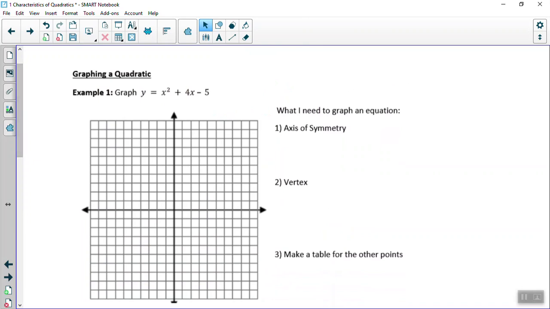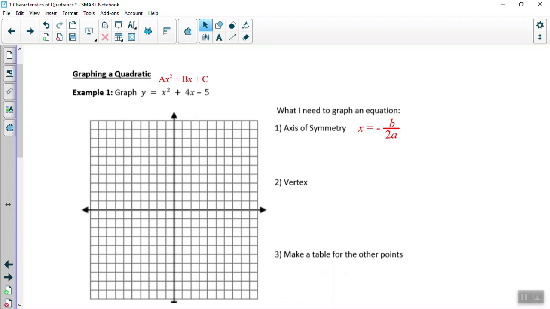All right, so what do I need to graph an equation? Well, my axis of symmetry is helpful because I can use that to then help me find my vertex. And then we can make a table for all the other points. So if we remember correctly, our axis of symmetry formula is this. Remember, it goes ax squared plus bx plus c. My a value is the coefficient of x squared, my b is the coefficient of x, and my c is my constant. The signs in front of those values go with those numbers.